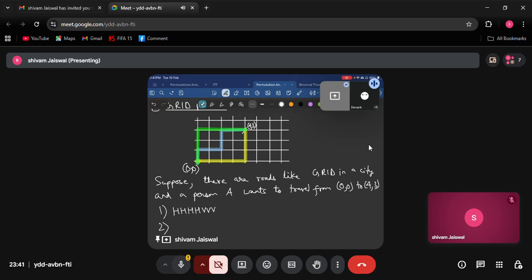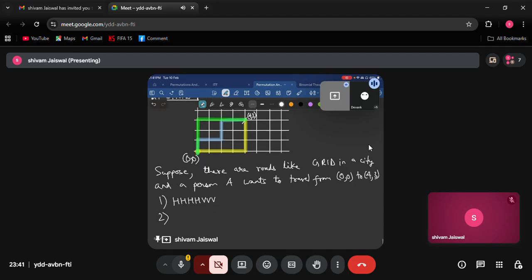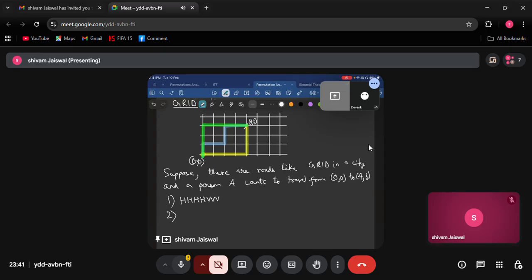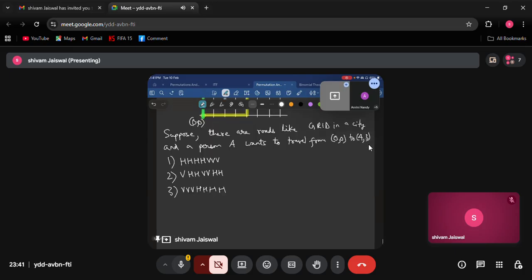Another way to reach is the blue line. Follow the blue line. Somebody tell me the order if you follow the blue line. VVHH. Next, part 3, the green one is VVVHHHH.